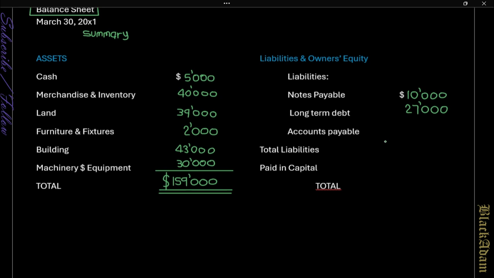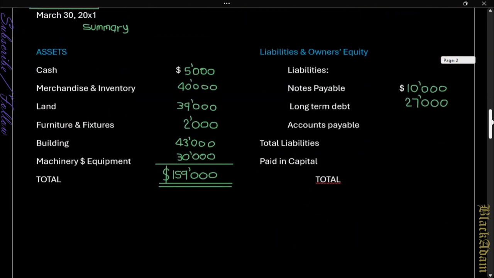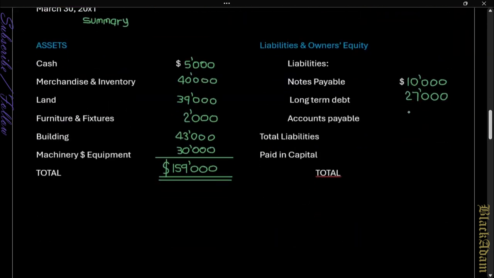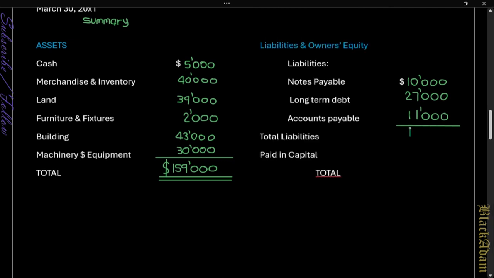And then we have accounts payable. Accounts payable is strictly what we owe the creditors. So accounts payable is 11,000. And since we are under liabilities, we need to give total liabilities. So it's 10 plus 27 plus 11, which gives us 48. So our total liability is 48,000.